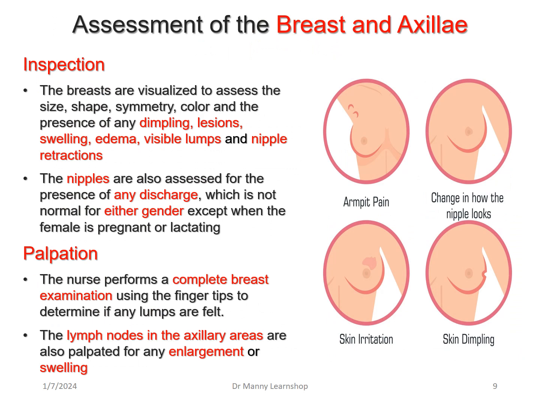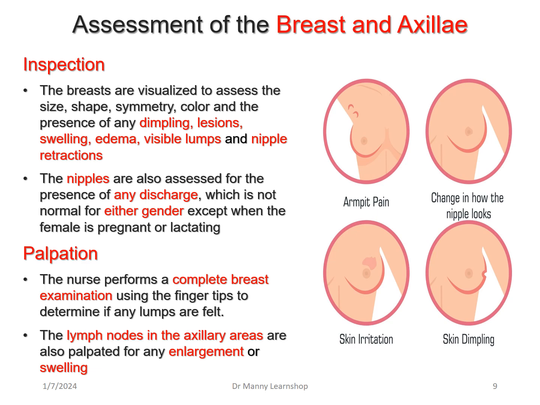When we assess the breast and axilla, the techniques that we're using are inspection and palpation. Inspection: the breasts are visualised to assess size, shape, symmetry, colour, if there's any dimpling or lesion, swelling, edema, visible lumps or nipple retractions or discharge. And this is not unique to females, it can be in either gender.